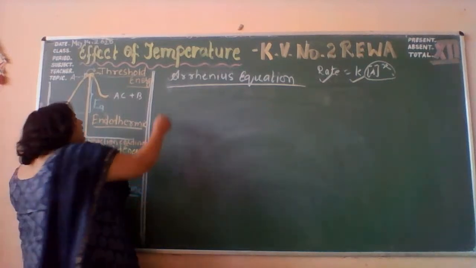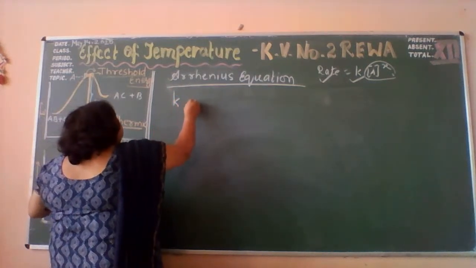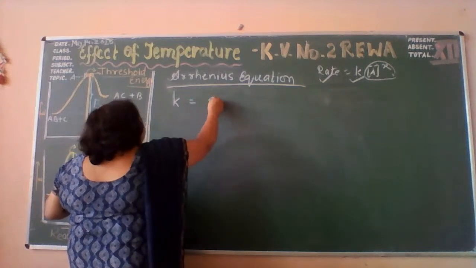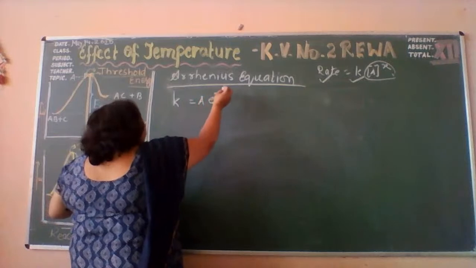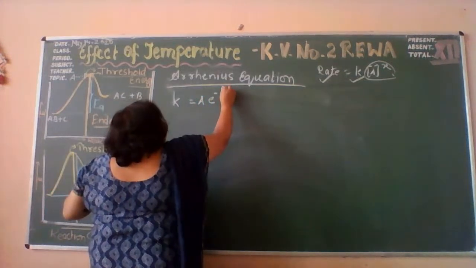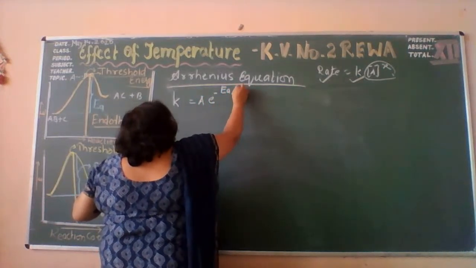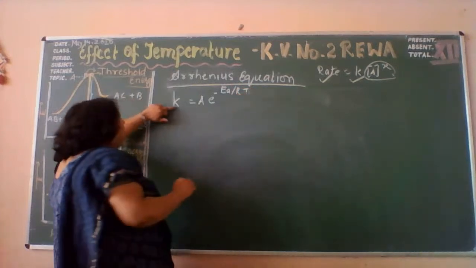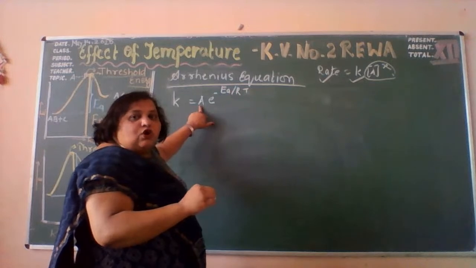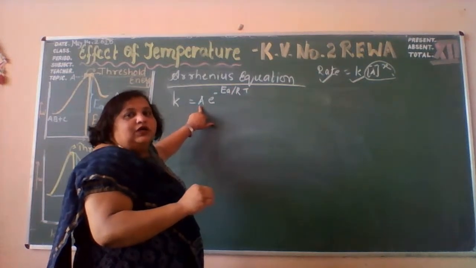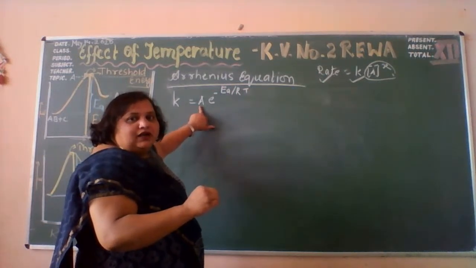The rate constant k is equal to A e to the power minus Ea upon RT. Here k is the rate constant. A, it is the constant that is called the frequency factor also. This is the frequency factor.